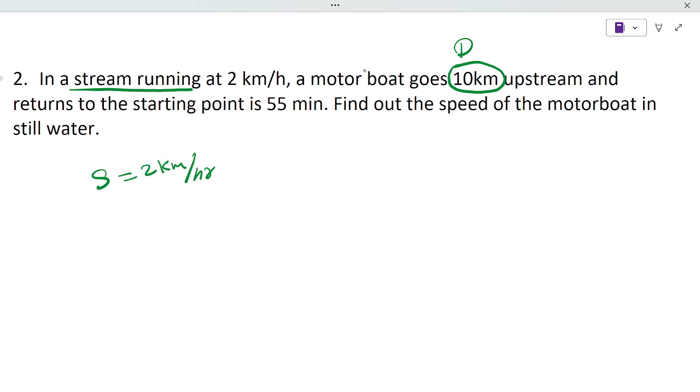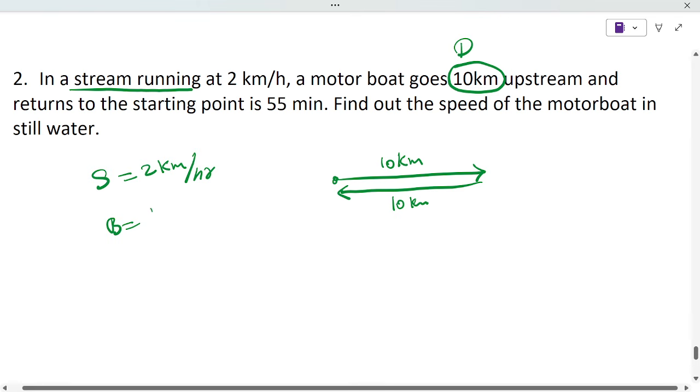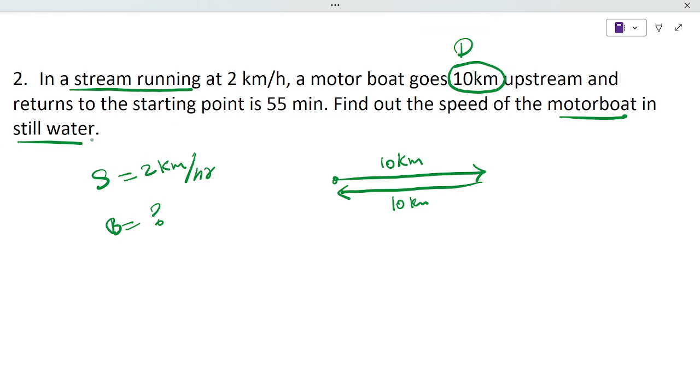And returns to the starting point in 55 minutes. That means the distance upstream and downstream will be the same, 10 km. The speed of the boat is not given. They are asking us to find the speed of the motorboat in still water. So we need to find the speed of the motorboat.